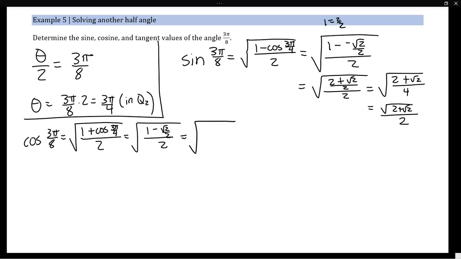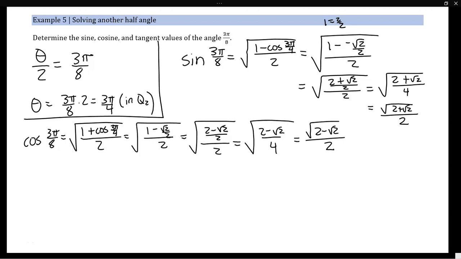So when we simplify, we get (2 minus root 2) divided by 2, all divided by 2, which gives us the square root of (2 minus root 2) divided by 4. And finally, that simplifies to be, take that back, the square root of 2 minus root 2, divided by 2.